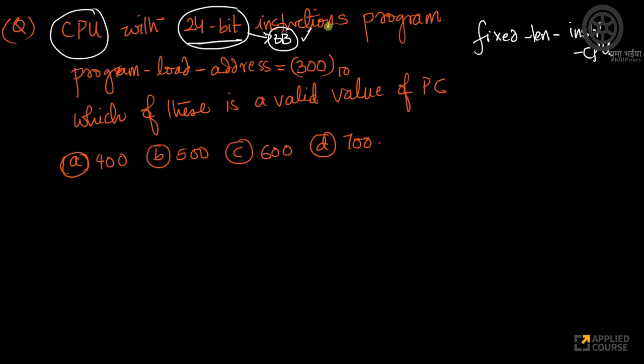It's an old microprocessor. The program's load address is 300 base 10. So the program loads at address 300. Okay, this is where it loads. Which of these is a valid value of PC? Very simple question. Look at this.